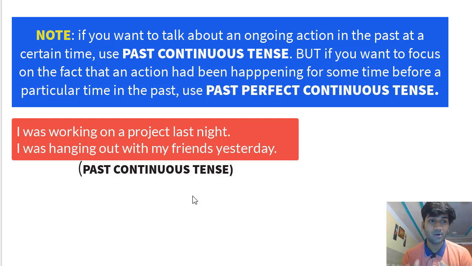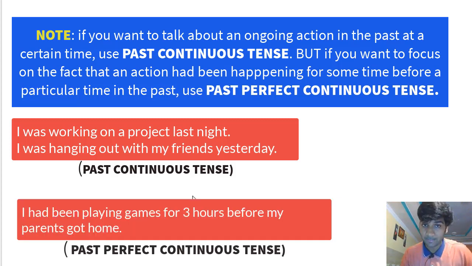Now, if you want to talk about an action that started in the past, continued for some time, and then stopped before another action, before a particular point, use past perfect continuous tense. I had been playing games before my mother came. We'd been working on a project for 3 hours before we moved outside. So that's how we use this tense. I hope you got this.